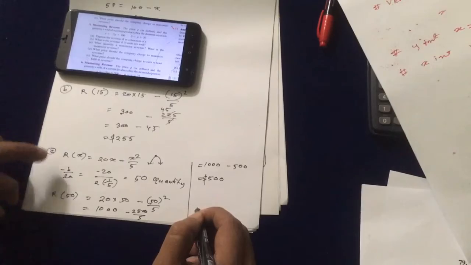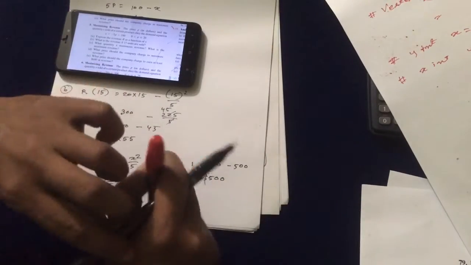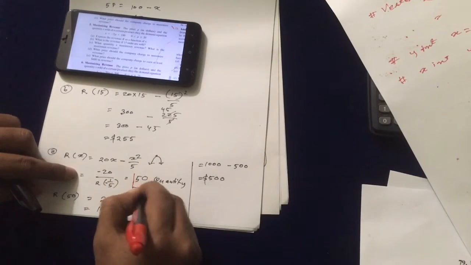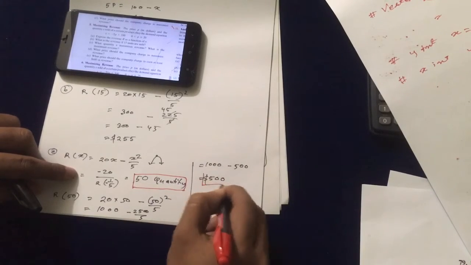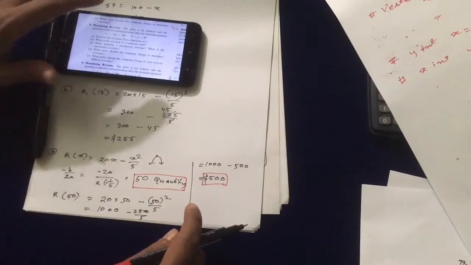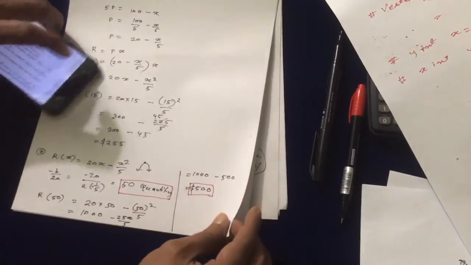So for the C number question, there are two answers. One answer is this. See, for the C number there are two answers. One answer is quantity. Another answer is price. There are two answers for the C number. So that's it.